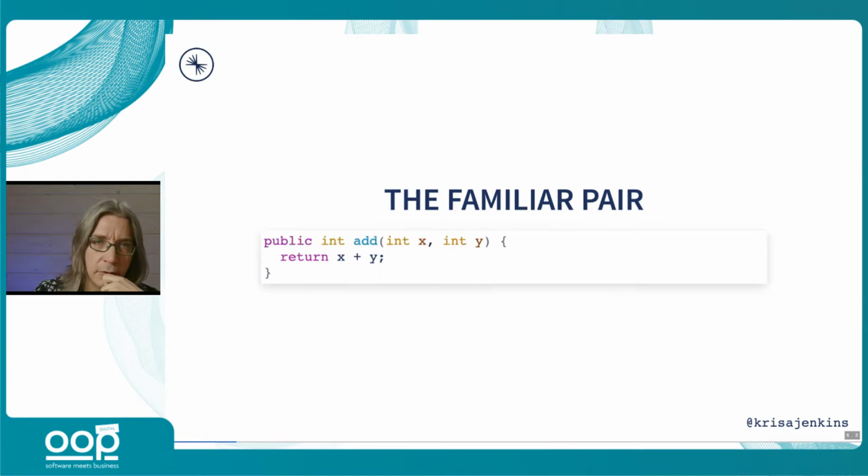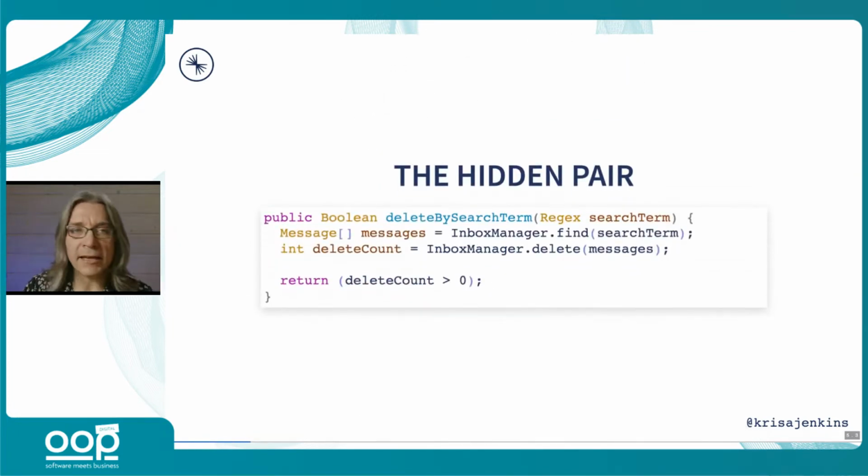Take a look at this code. Imagine a function that wants to delete emails by some search term. We give a regular expression to match the searches we want, or a more complex query. We find the matching messages, we delete them, and we return a Boolean, true or false. Did we delete some messages or not?